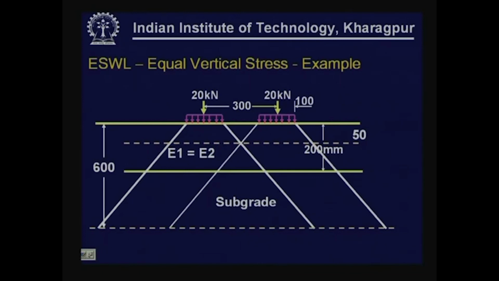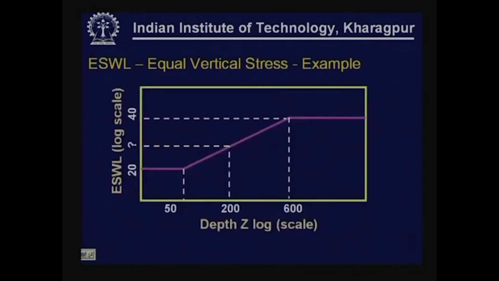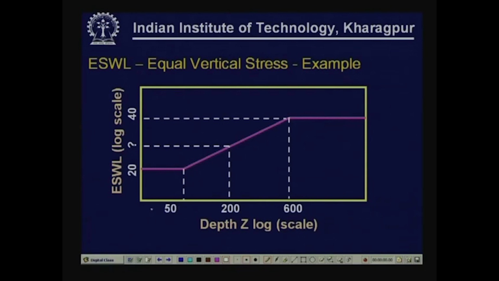So this we can see from this plot. For 50 millimeter depth, 20 is the equivalent single wheel load. For 600 millimeter depth, 40 is the equivalent single wheel load. But for 200 millimeter depth, plotted in a log scale, we can directly obtain what is this thickness. Let us see if we can calculate this.